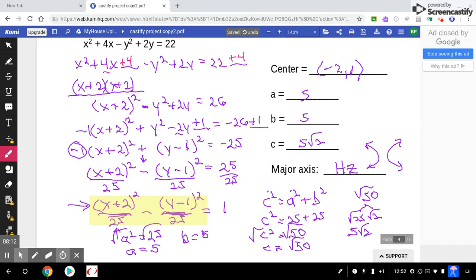So again, there's how to find the information from a hyperbola equation that's not in the correct form to start with. If you want to check out the graphing video, please do so.